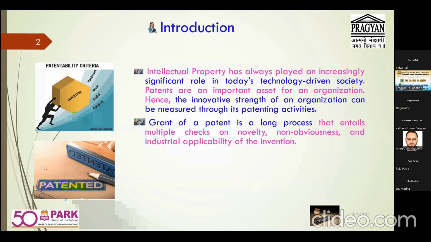And also, some evaluator wants to check the novelty and non-obviousness. Non-obvious means your invention, your idea should be non-obvious. And also there should be industrial applicability of the invention. So these three things are very important. When you talk about the patent, it involves novelty, non-obviousness, and industrial applicability of the invention. In these three aspects, we have to draw up or construct your invention.